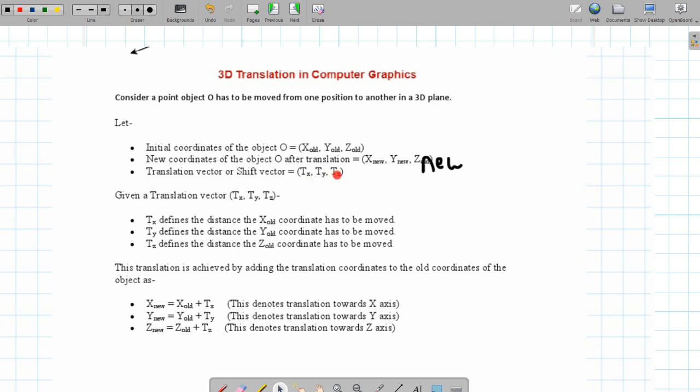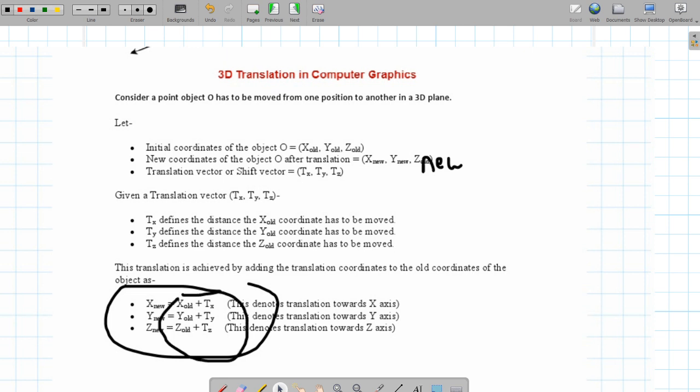Now this translation vector signifies that tx is the distance the x old coordinate has to be moved in the x direction. Ty defines the distance the y old coordinate has to be moved in the y direction, and tz defines the distance the z old coordinate has to be moved in the z direction. So after the movements defined by tx, ty, and tz, you will get something like this: x new, y new, z new, and their equivalent right hand sides.